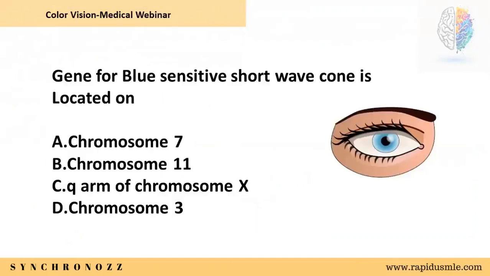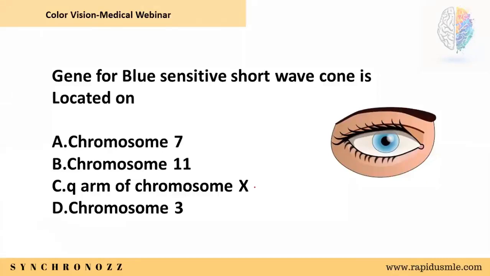So there is one more question here. The gene for blue sensitive shortwave cone is located on? So what is your answer? The gene for blue sensitive shortwave cone is located on? Take 10 to 15 seconds of time and answer it in the chat box. So what is that gene?